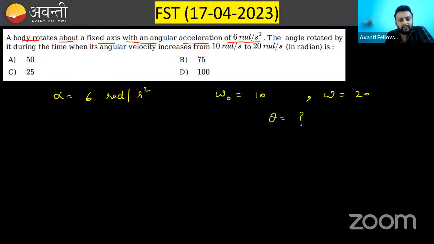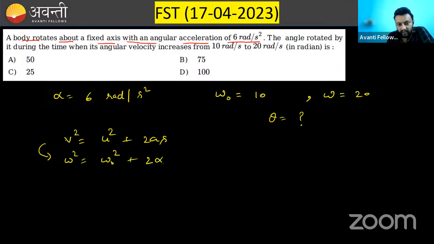If they are asking about theta, we know from linear equations that v square is equal to u square plus 2as, where s is the displacement. In rotational motion, it can be transformed to final angular velocity square equals initial angular velocity square plus 2 alpha theta. Acceleration is alpha, displacement is theta. Now we need to place the values.